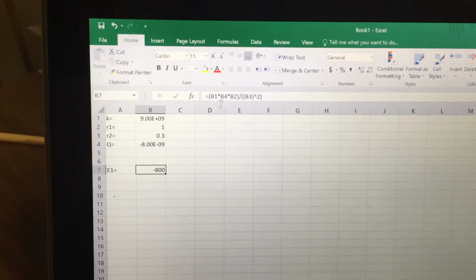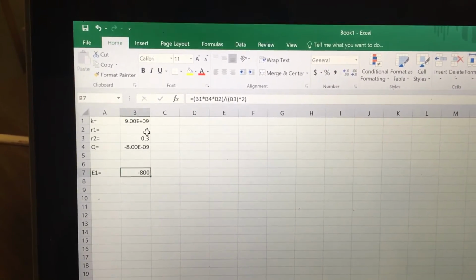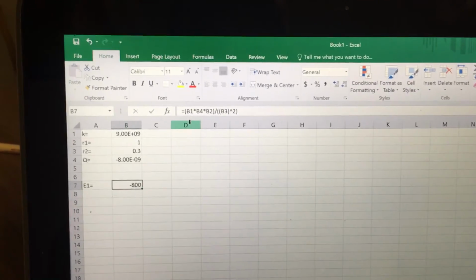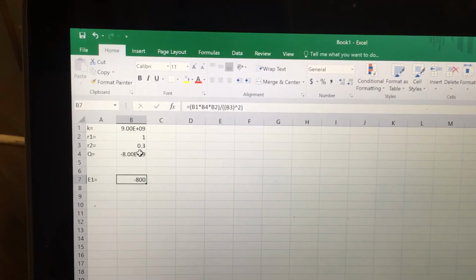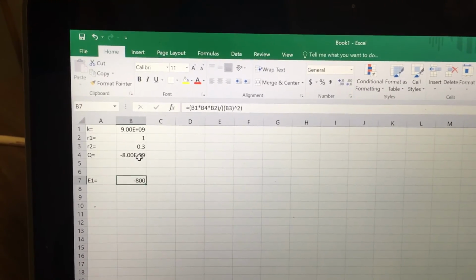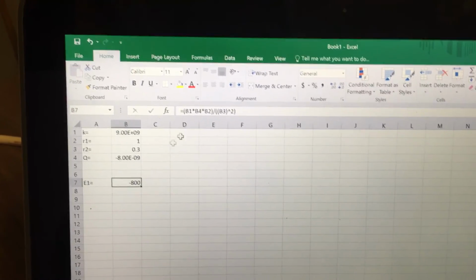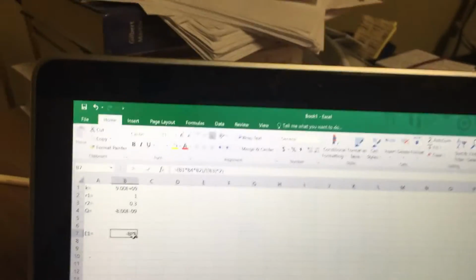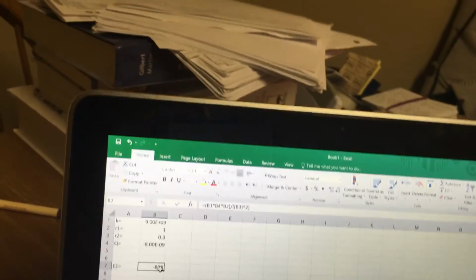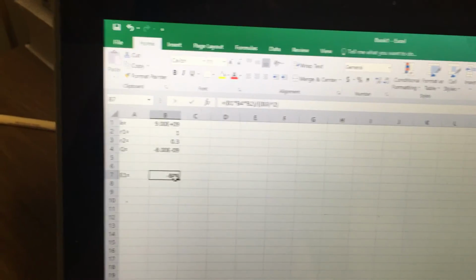So as you can see, I have my B1, which is my 1/4 pi epsilon naught, my B2, which is my R hat, and my B4, which is my charge, over my B3, which is my magnitude squared. And that gives me -800, which was the electric field that I had to solve for from the sphere onto the metal. So thank you very much.